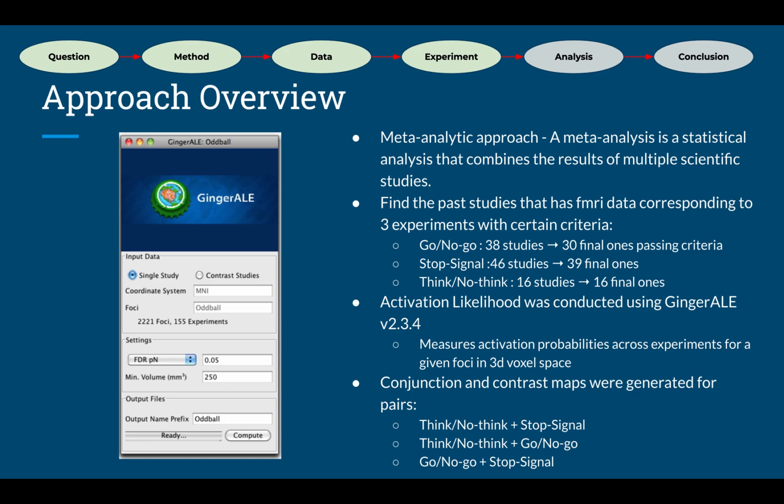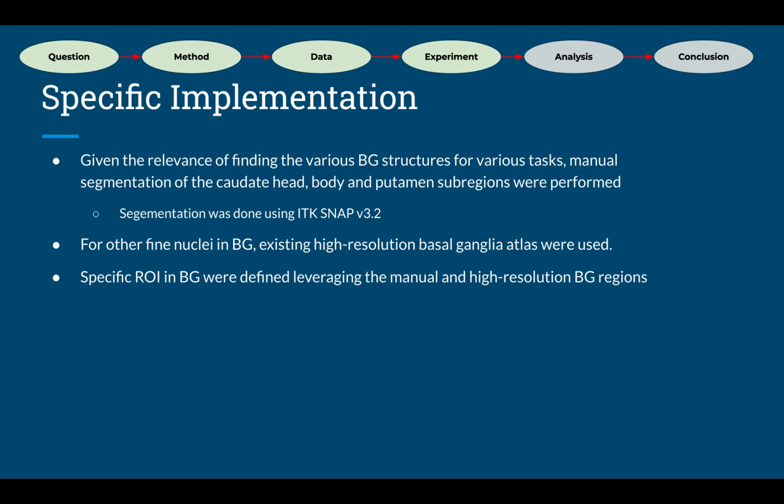Just for the interest of time, we can imagine ALE as a common cluster of activity across subjects. Also, they performed the conjunction and conjoint analysis between the tasks, which we are going to show as part of the results. Given the importance of distinguishing the basal ganglia region across the different tasks, the author defined the region of interest manually to obtain more precision in the regions, which we are going to see how it helps in our results finding.